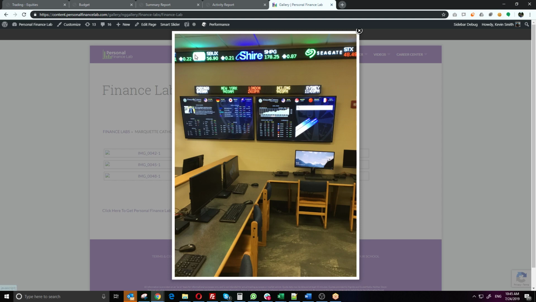For the tickers, we don't sell them directly. We work with another company. An 8-foot ticker is about $5,500. A 10-foot ticker or a 16-foot ticker is about $9,500. And then each ticker requires a $500 per year data feed. That's just for the exchanges, for the right to publicly display data like this.